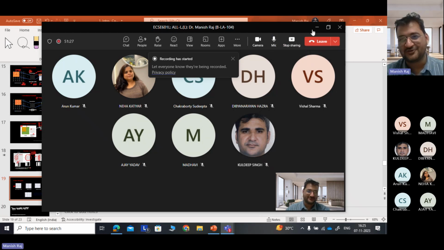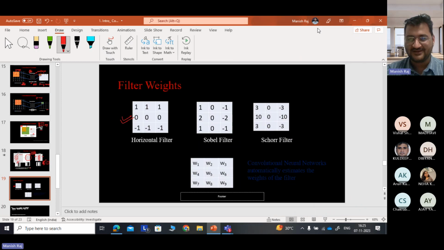Okay. Hello. Sorry for the interruption. So you can see different types of filter you can use directly. This is for the horizontal filter, where the horizontal thing will come. This is a slant type of filter, so you can use this type of filter also. But the beauty of the CNN is this.